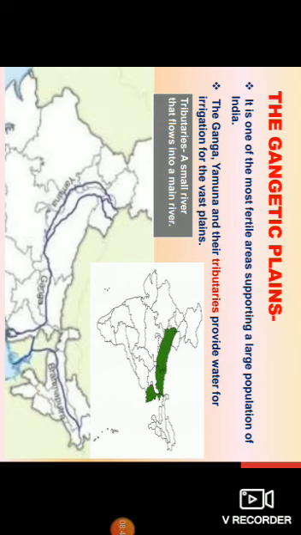Second, we are talking about the Gangetic plain. You know, we live in the northern plains only. It is the most fertile area and the most populous area, means a large population lives over here. Two main rivers flow here, Ganga and Yamuna. The Ganga and Yamuna, along with their tributaries, provide the water for irrigation activities. You know what is a tributary? A tributary is a small river that joins the main river. And irrigation means providing water to our crops.